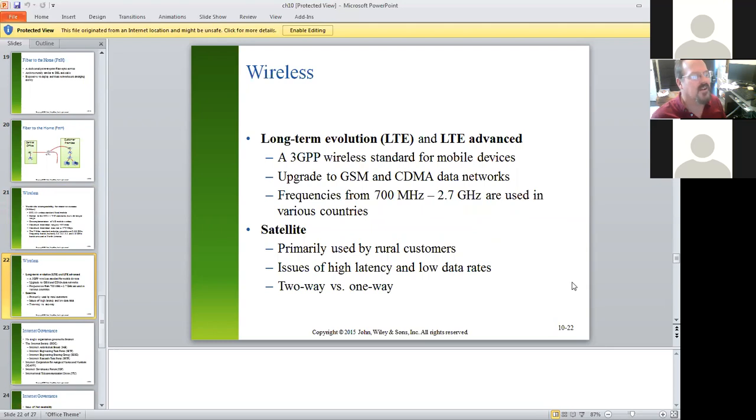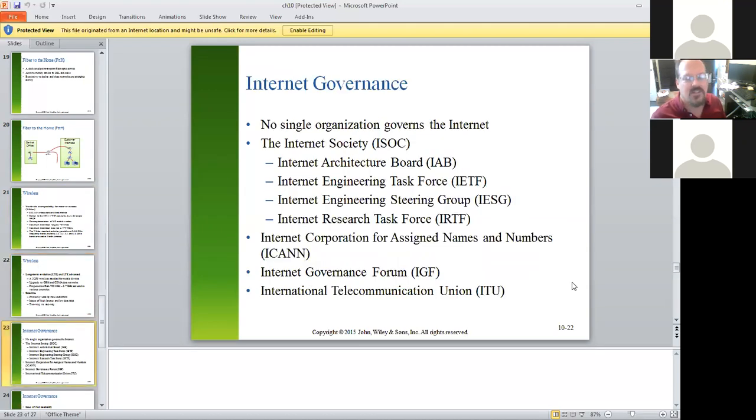High latency, LTE. Skipping that stuff. Okay, this is what I want to end the class with. Internet governance. Who runs the internet? You need to know for the purposes of test 3, exam 3, which will be available on the official last day of class. I need to look and see now what our official last day of class is.